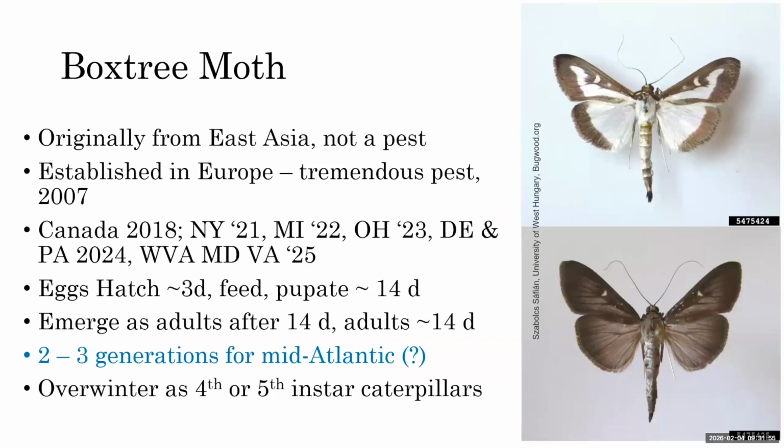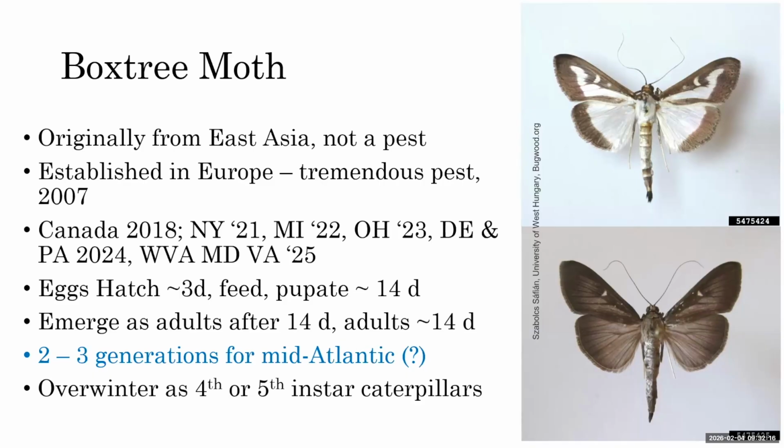All right, box tree moth. Wasting half the time on the cards, rarely there. So Asia is where it's come from: China, Japan, Korea, Vietnam, that sort of area. It has anywhere between 2 and 5 generations, depending on where.